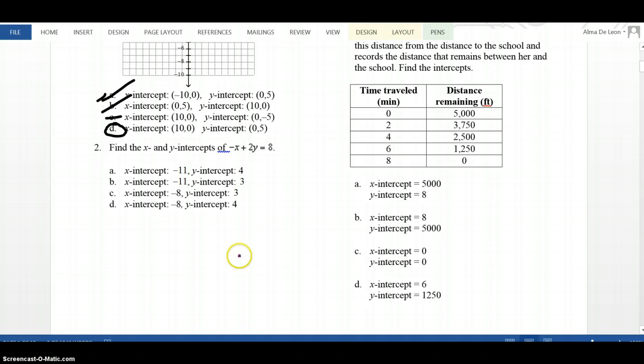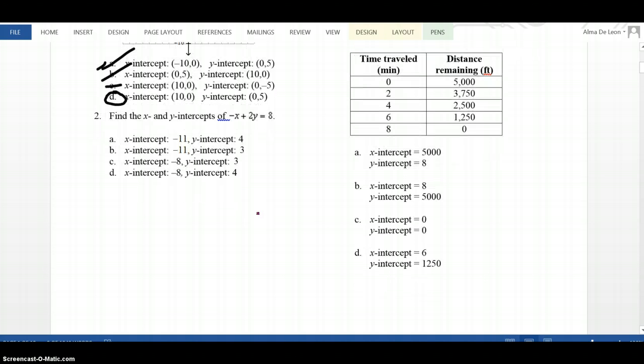Let's look at problem number 2. I want to find the x and y intercepts of the following equation. So I'm going to begin by writing the equation underneath. Negative x plus 2y equals 8. And I'm going to first begin by finding my x-intercept because that's what my answer choice has.